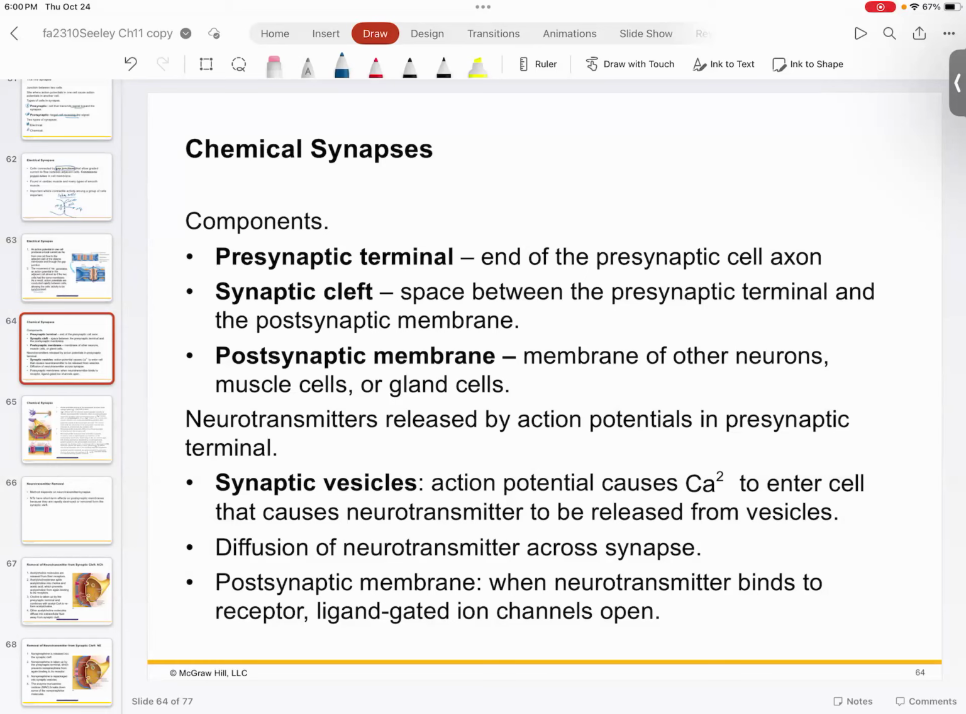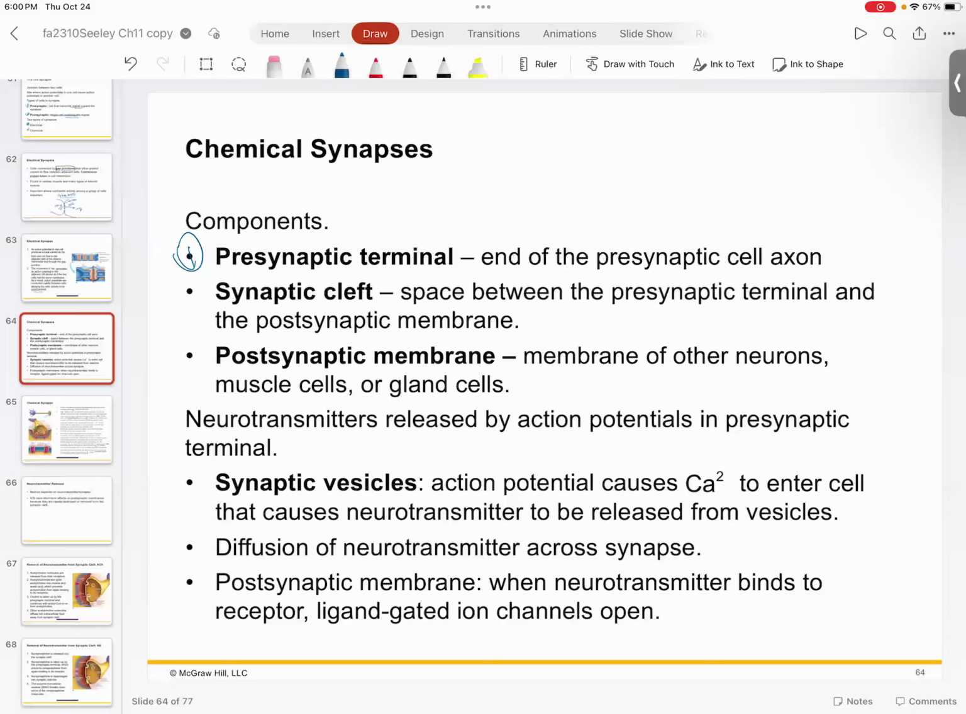Okay, now let's take a look at chemical synapses. Chemical synapses are kind of the ones that we usually think of, right? When you take a look at a chemical synapse, you've got a couple of different structures. This will sound very reminiscent because we covered this in chapter 9, right? But basically, you have a couple of main components.